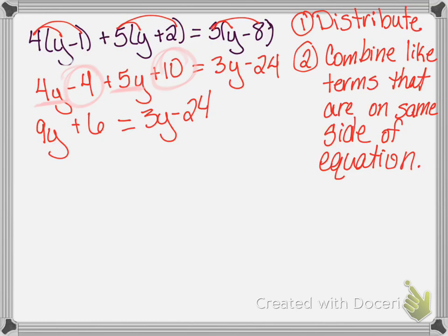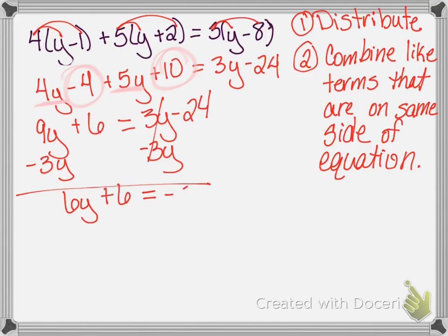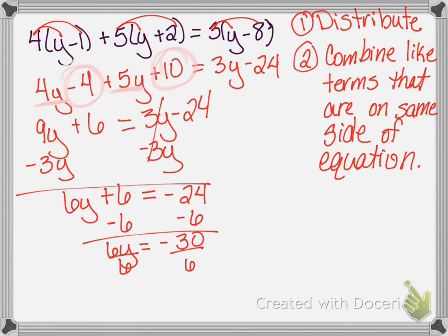Okay? So now I'm going to get that 3y and I'm going to move it over. So I'm subtracting 3y from both sides. And I'm left with 6y plus 6 equals negative 24. I subtract 6 from both sides. I'm left with 6y equals negative 30. I'm dividing both sides by 6. What's my final answer? Good.